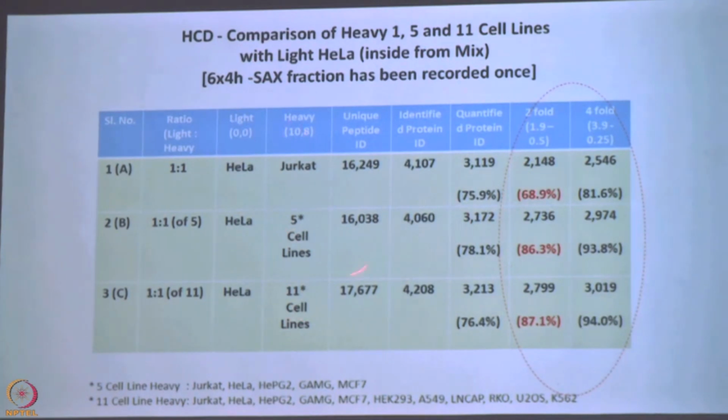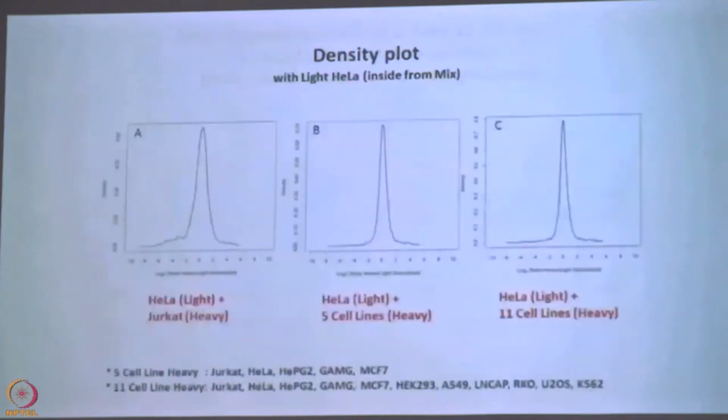But this HeLa is again inside that. Now, HeLa compared with Jurkat, you will get only 70%, almost no changes. But HeLa with 5 cell lines, HeLa with 11 cell lines, you are getting more coverage. Now, it is different, you are comparing. Again you see that HeLa with Jurkat, your density plot is not so sharp. Here it is better, and 11 cell lines better.